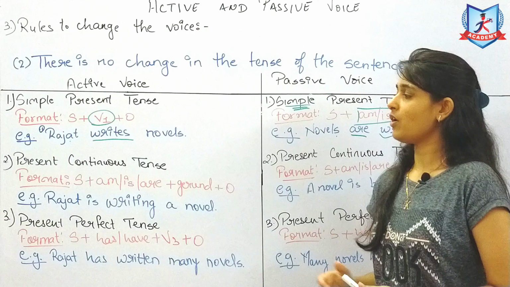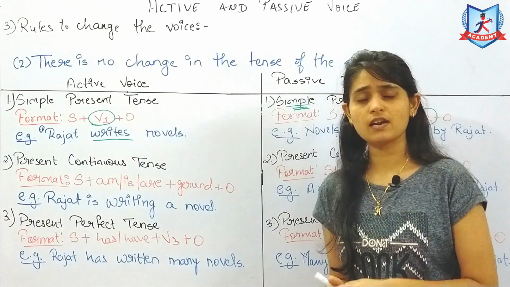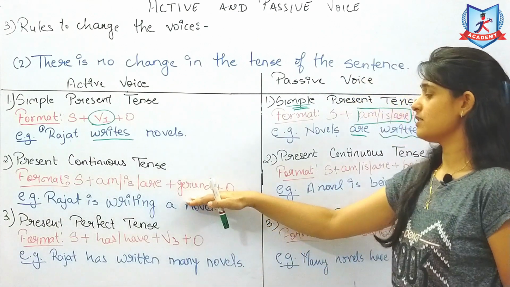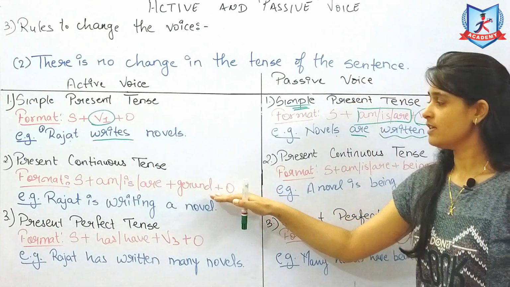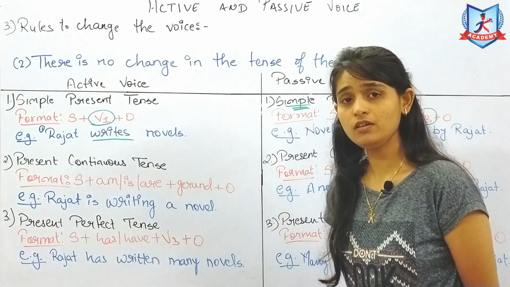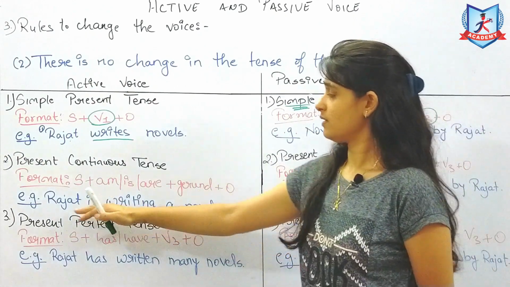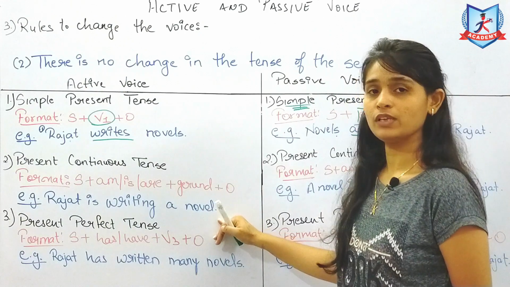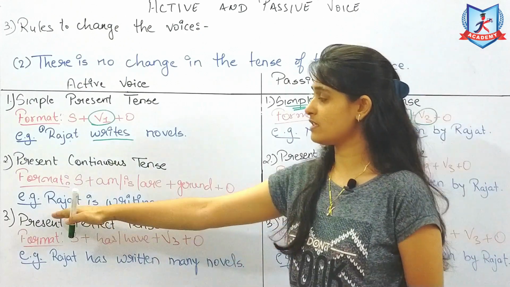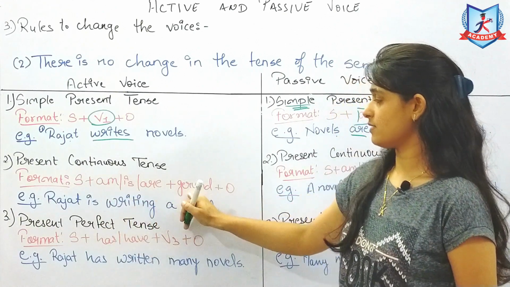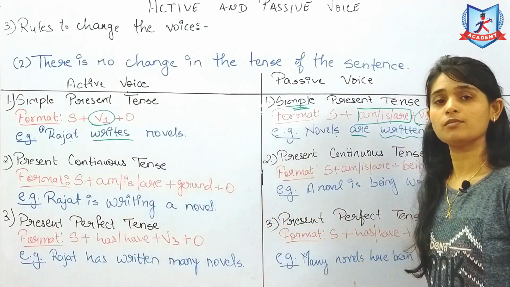Now moving on to the present continuous tense. Continuous की format होती है subject plus am/is/are plus gerund plus object. Gerund is the ing form of the verb. Now, the example, Rajat is writing a novel is in present continuous tense. Rajat is the subject, is plus writing is the gerund, a novel is our object.